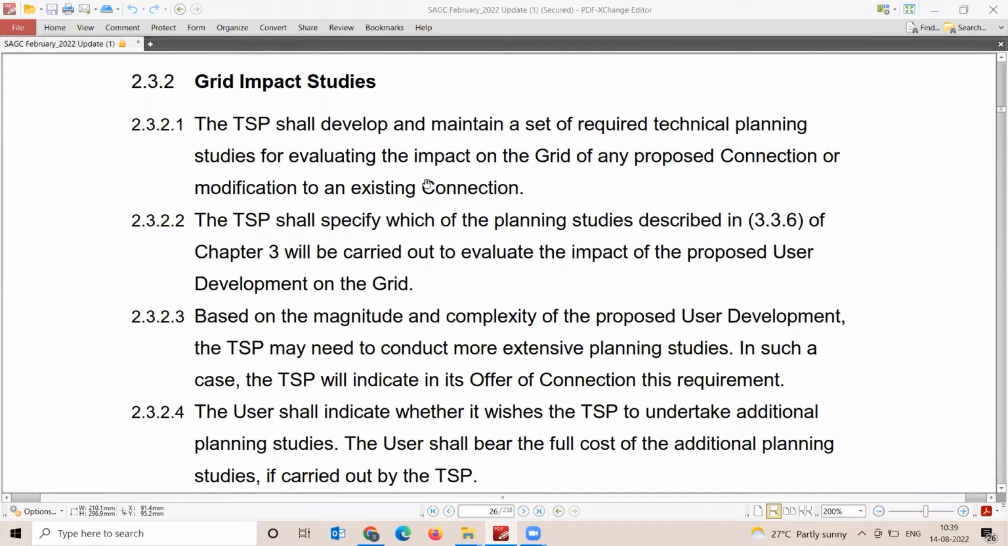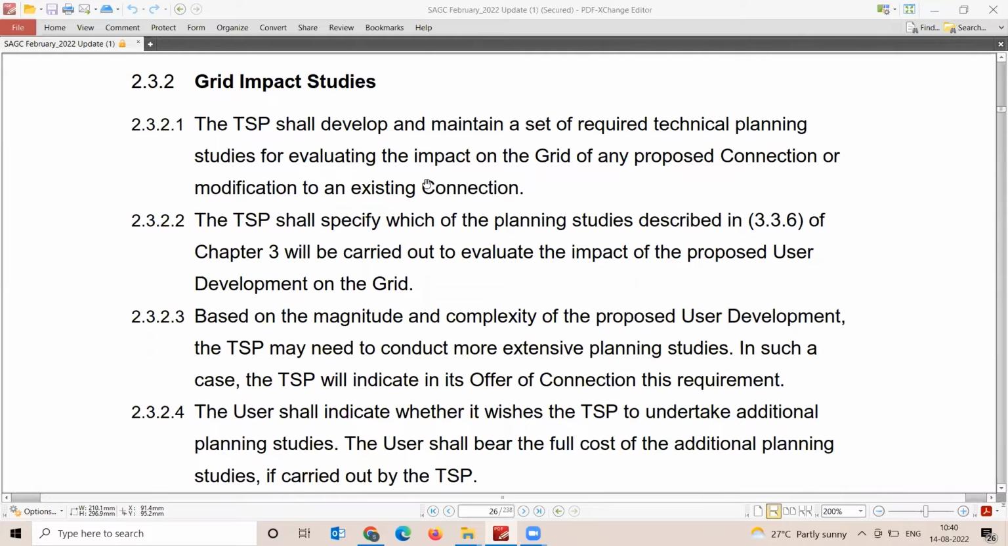But this gives a very clear message. It's a responsibility of the transmission system provider. It's the responsibility of a transmission utility. It's the responsibility of that regulating authority of this transmission network to study the impact of the proposed connection or modification in the connection on grid, which means that is this document, right?